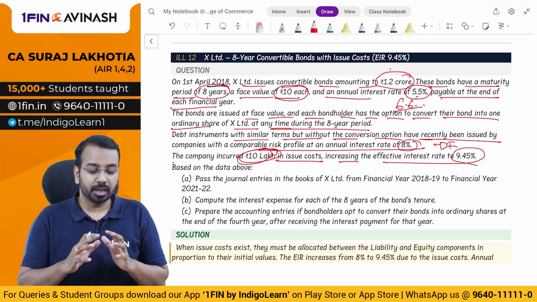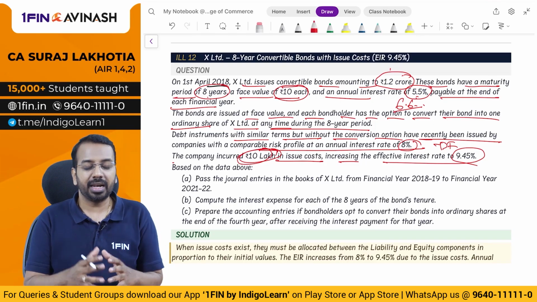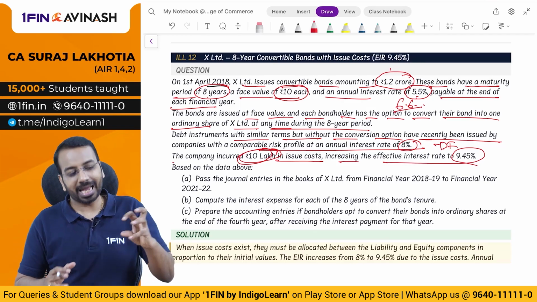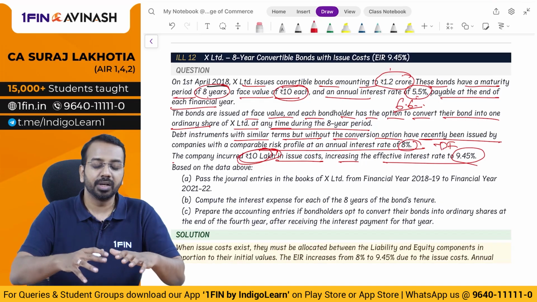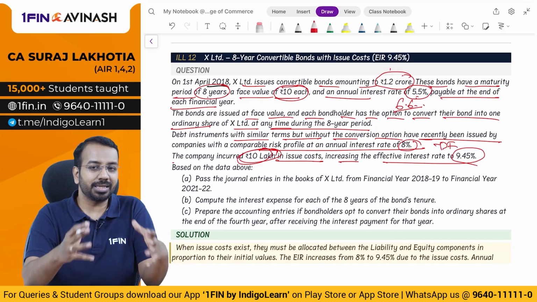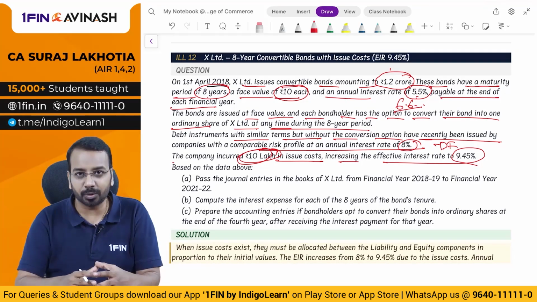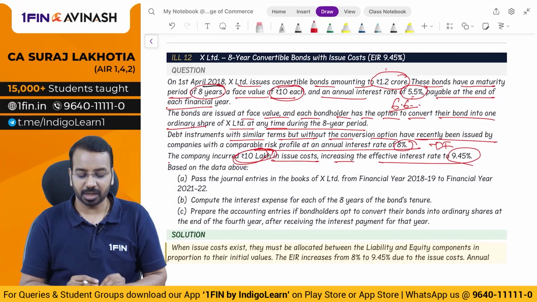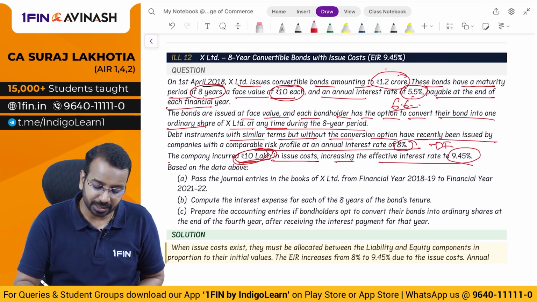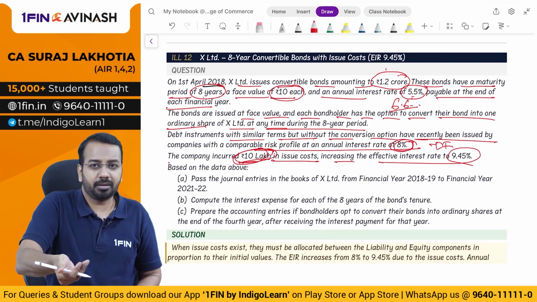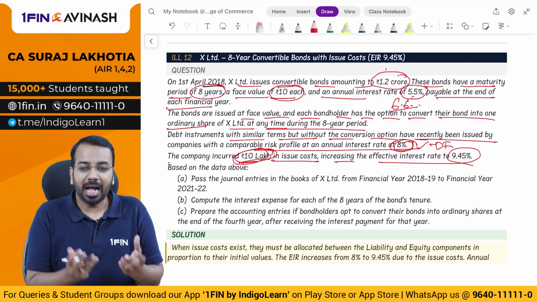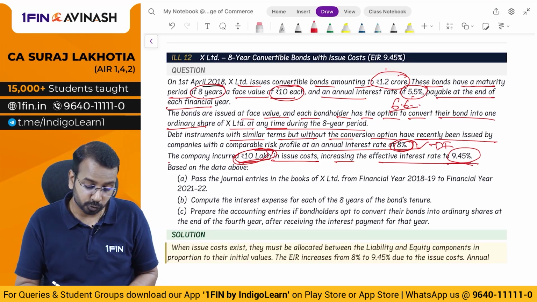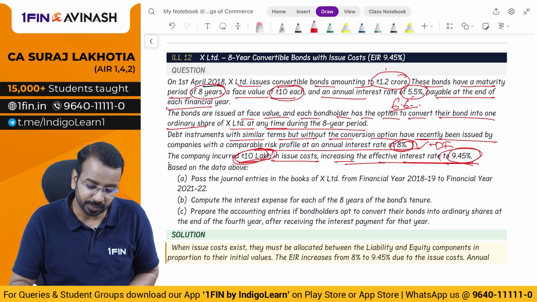Now, please remember, as per Ind AS 109, whenever we have some transaction cost, the transaction cost will also be considered as an interest expense. So, the entire interest expense, transaction cost, processing fees, everything put together, you will have a single interest expense or finance cost. See, market rate is 8%, I am paying 10 lakhs extra. If I am paying 10 lakhs extra, my effective interest rate will be higher. So, the effective interest rate has now become 9.45%.